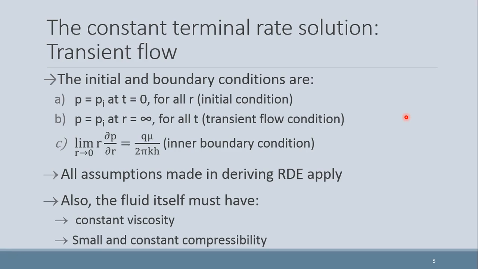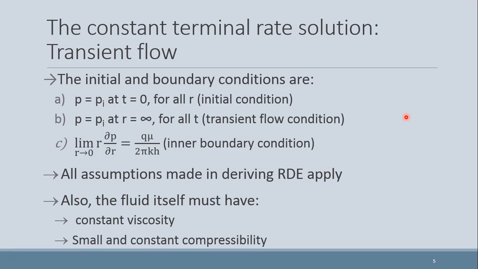So the initial and boundary conditions in this case will be P is equal to Pi at t is equal to 0, because before starting the production, Pwf will be equal to the reservoir pressure, so that there is no flow. The well is set to be shut in.